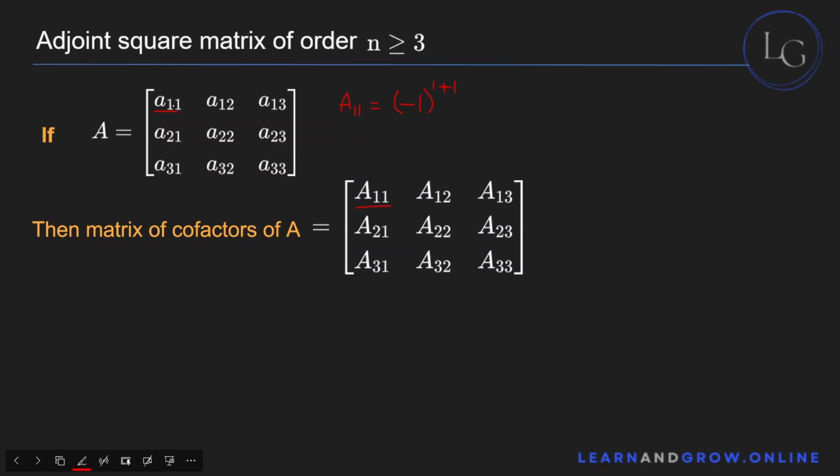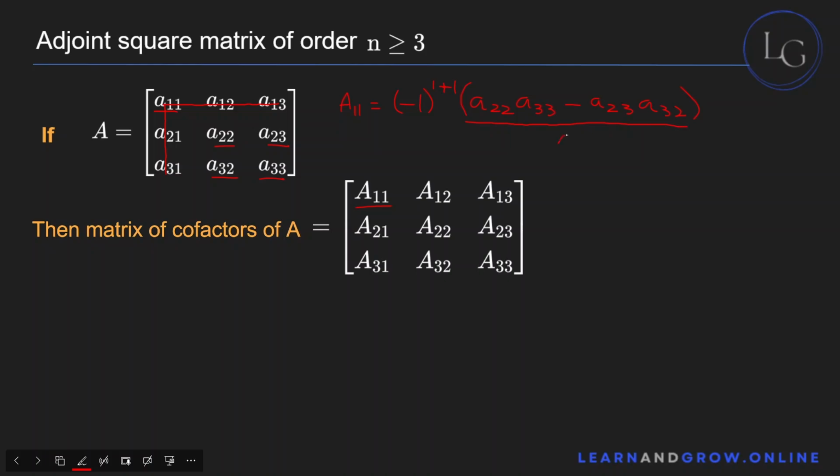So how do we find the minor of A11? Well, you'll first delete its row and then you delete its column. And the determinant of these remaining elements will be the minor. So A22 into A33 minus A23 into A32.